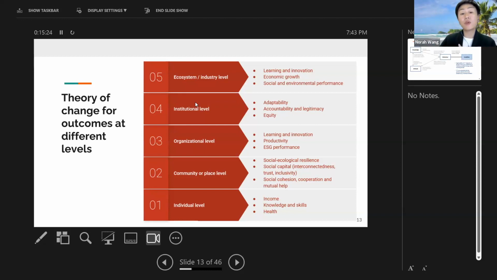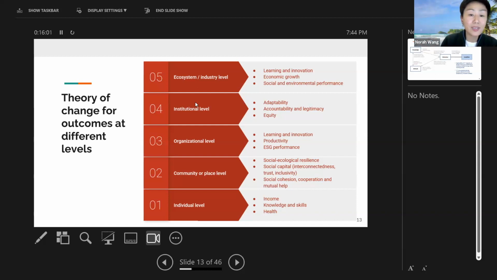If we're talking about change management at the organizational level, we are looking at a completely different set of outcomes again. If we are trying to help NGOs enhance their performance, help corporates become more socially responsible, or build the capacity of social enterprises, we will probably be looking at learning and innovation, productivity or ESG performance. Then we will also have a completely different theory of change to lead to those outcomes.